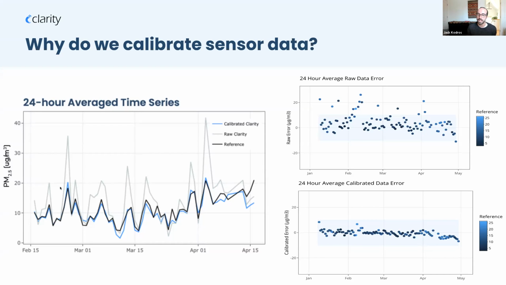We can, however, calibrate this sensor to be specialized for the environment in Los Angeles. And when we do that, we can see in the light blue, the sensor performs much better and is much more similar to the reference grade instrument. We can also have much lower errors over time.